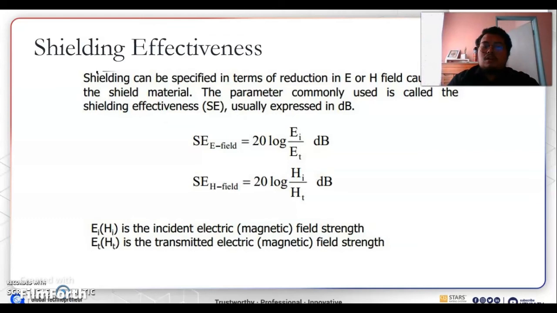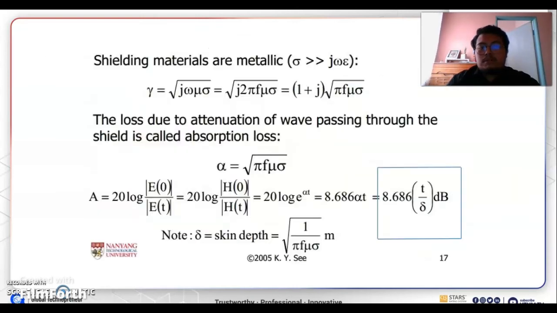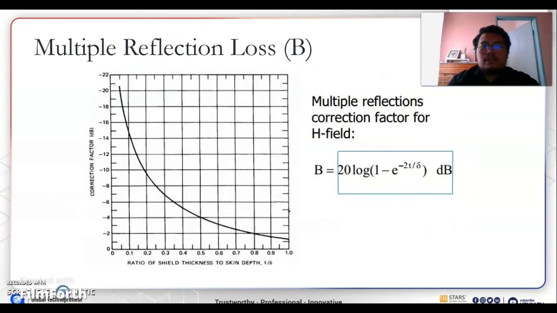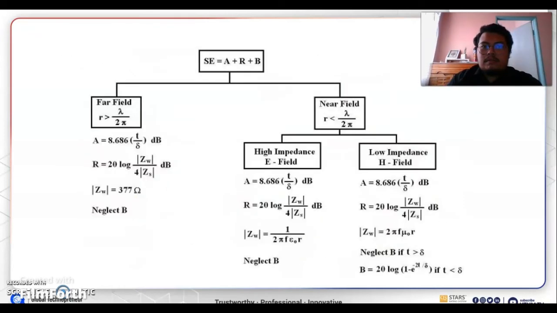We will teach the basic calculations and equations so that engineers can analyze what materials they are supposed to use and how to achieve great effectiveness in shielding. Shielding effectiveness consists of three components: the absorption loss, the reflection loss, and the multiple reflection loss. This is more or less the overall content of this chapter.